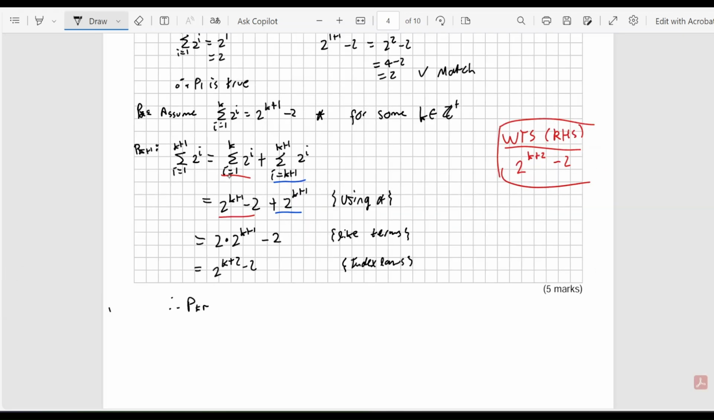Therefore, P(k plus 1) is true. Therefore, by induction, the sum from i equals 1 up to n of 2 to the i is 2 to the n plus 1 take 2 for all n in Z plus. Wonderful.